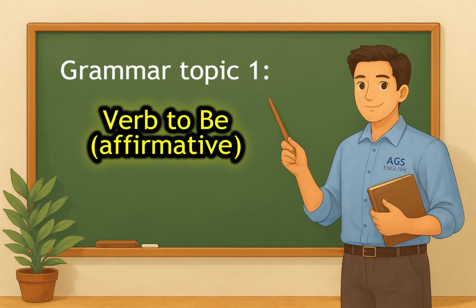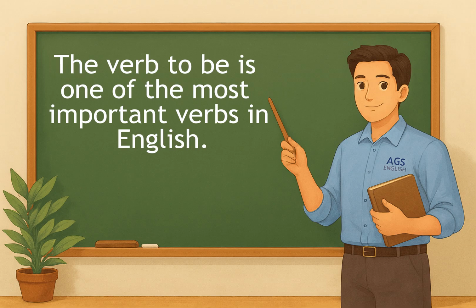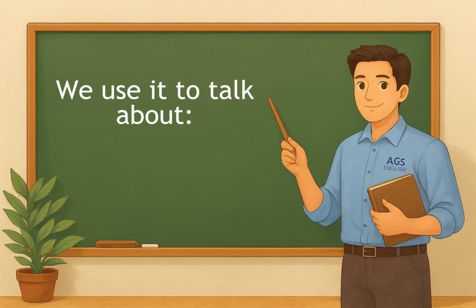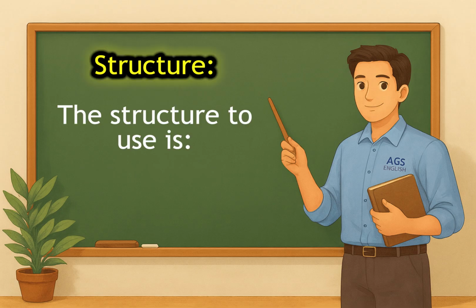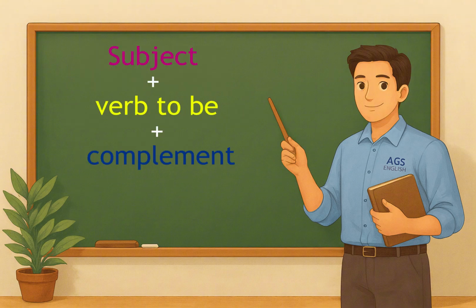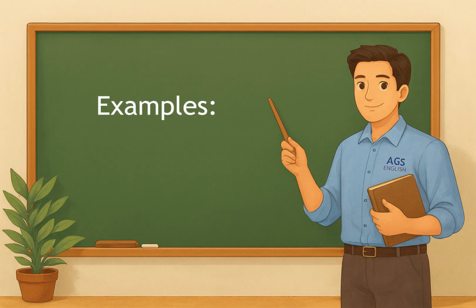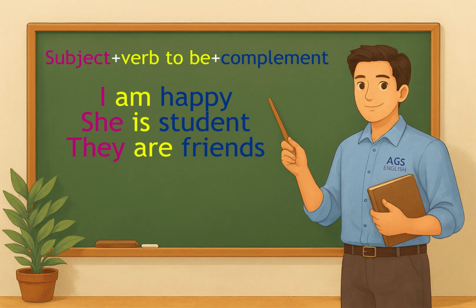Grammar Topic 1: Verb to be, affirmative. The verb to be is one of the most important verbs in English. We use it to talk about names, age, feelings, places, descriptions. Structure. The structure to use is subject plus verb to be plus complement. Examples: I am happy, she is a student, they are friends.